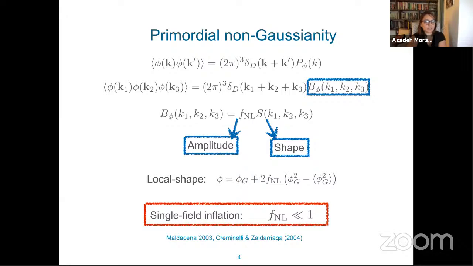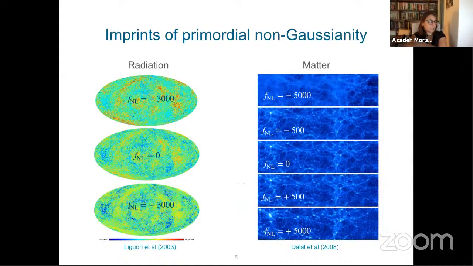So if you detect FNL of order unity, that will be a strong indication for multi-field inflation models. Now, as we all know, this primordial bispectrum will then leave an imprint on both radiation and matter distribution. Most naturally, it would lead to higher order statistics of the radiation and matter fields.